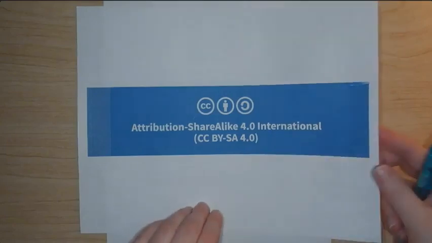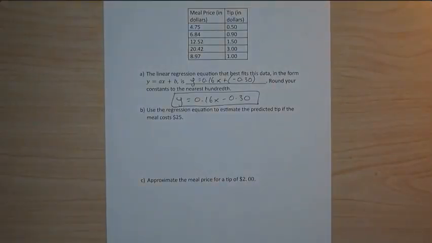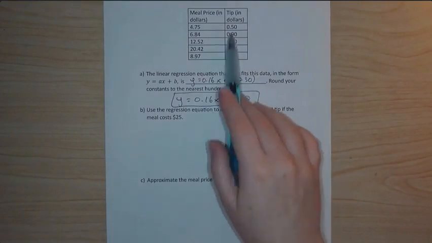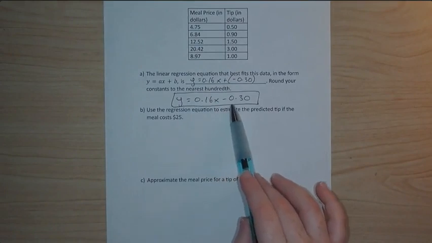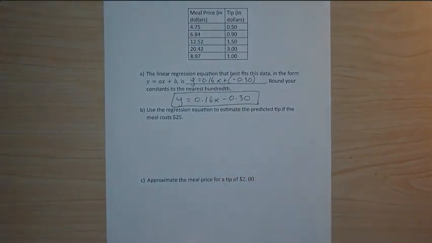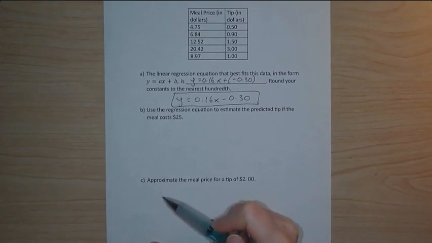This is Lab 13, Example 1, Part 2. In Part 1, we found the linear regression model that best fits this table. We found that y equals 0.16x minus 0.30. Now we're going to answer questions B and C.